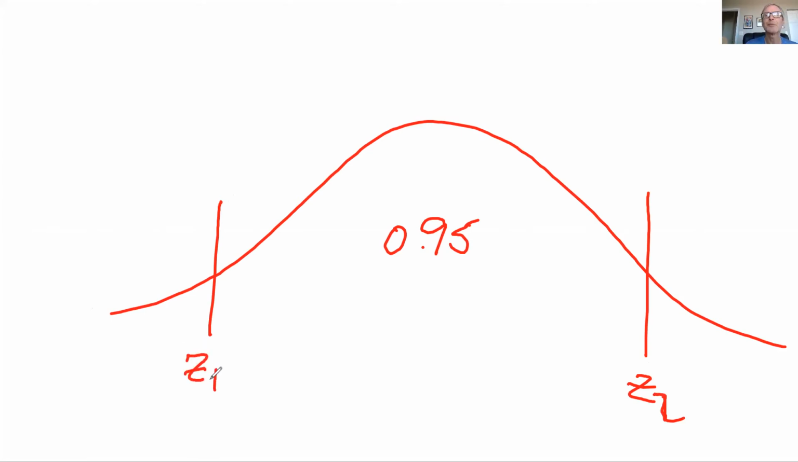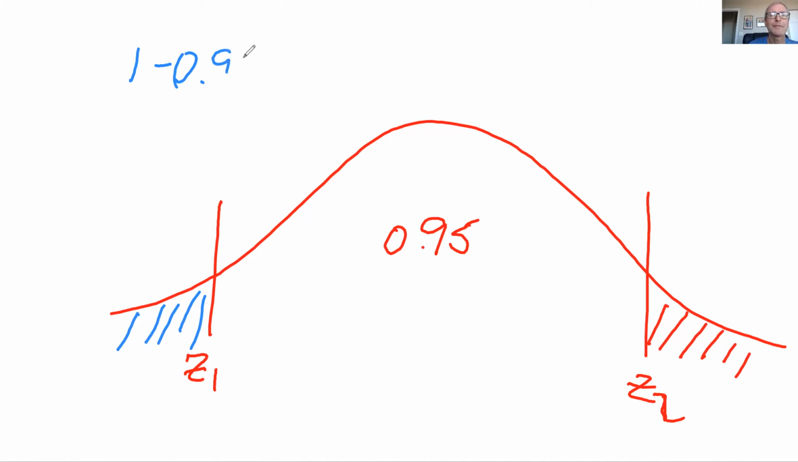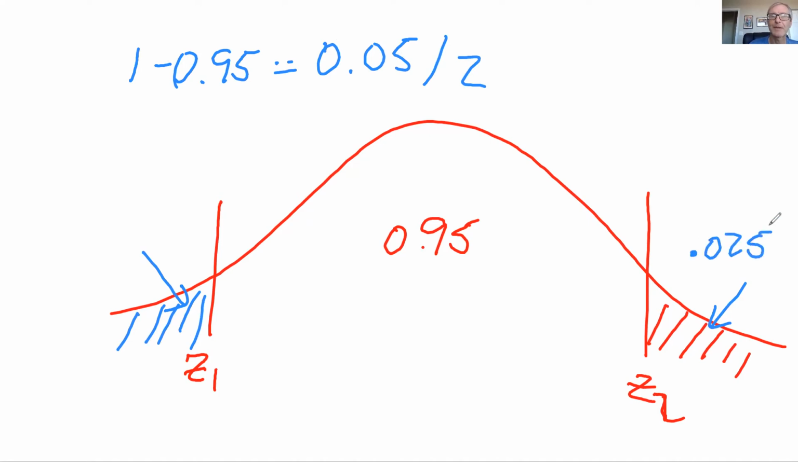So what you really want to think about is what are the areas here, and what is the area, and I'll put this in blue down here. Well, first of all, because of the symmetry aspect, both of these are the same. So if you think about it, you want to go 1 minus 0.95, and that gives you 0.05. And half of the area is here, and the other half is here. So then you divide by 2, and you get this as 0.025, and this is 0.025.